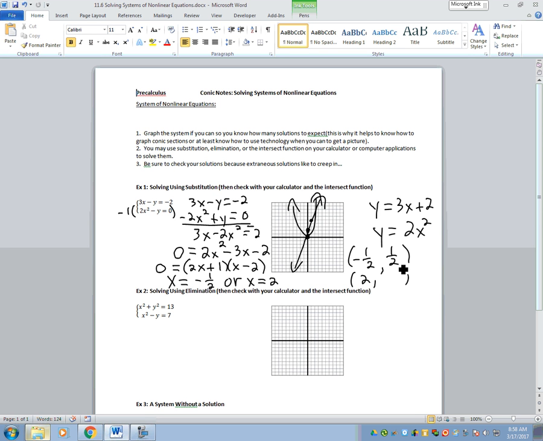And then the other one is plug in 2 here, that's 6. Subtract that over, that's -8. Divide by -1, it's +8. Does 2 comma 8 look like a possibility here? 2 and up 8? Even with my rough sketch, yeah.